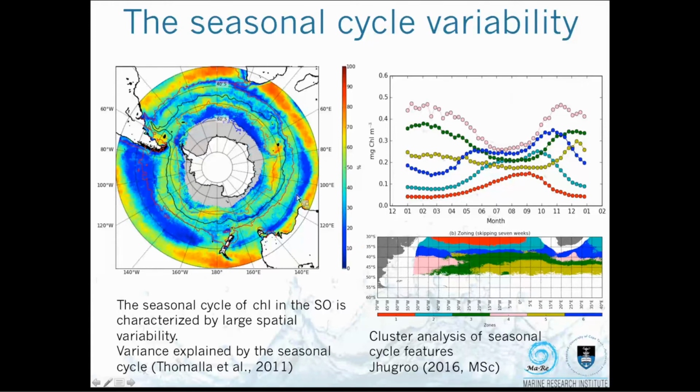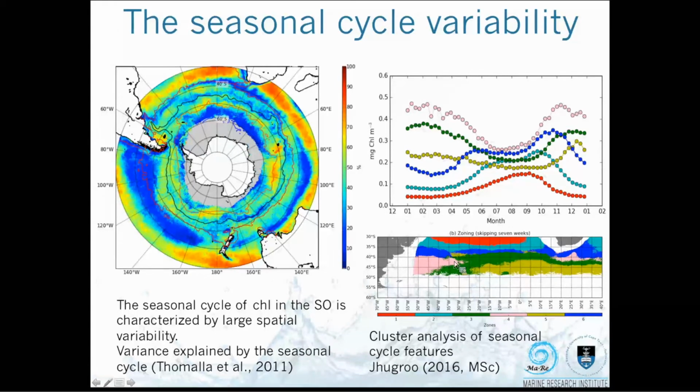Another analysis supporting this one was done by one of our students, and is still not published yet. It looked at the cluster analysis of the seasonal cycle features. And as you see, just by looking at the subantarctic, we don't have one single seasonal cycle. The different regions are characterized by major shifts in how the seasonality of plankton is manifested.